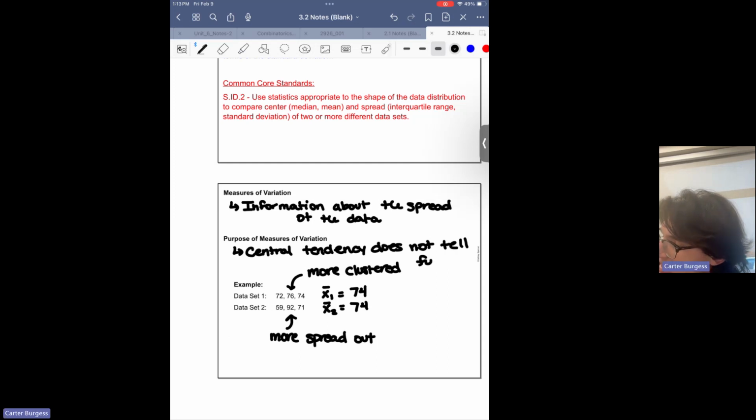Instead, we need other information, in particular the variation, to get a richer sense of what is going on throughout our whole distribution. So again, central tendency does a good job of saying what's happening in the middle. This idea of variation, or as we're going to see, variance, is going to do a good job, or at least start to talk about what the rest of the data looks like around that middle. Is it spread out? Is it clustered? Things of that nature.